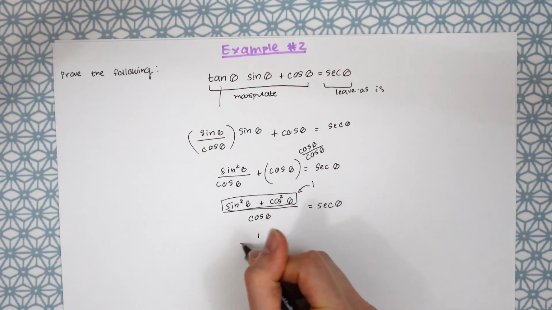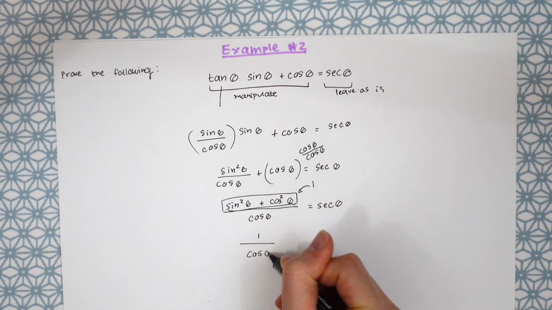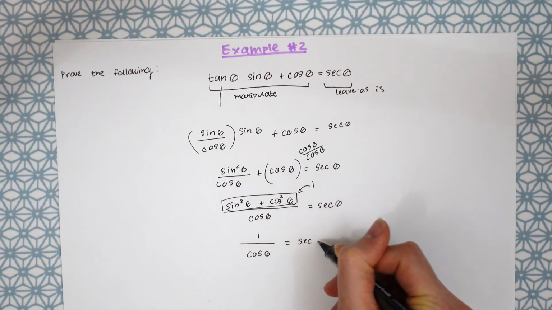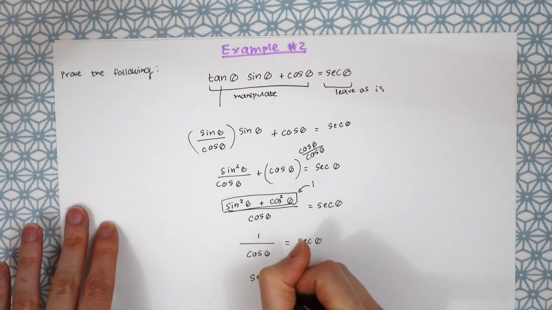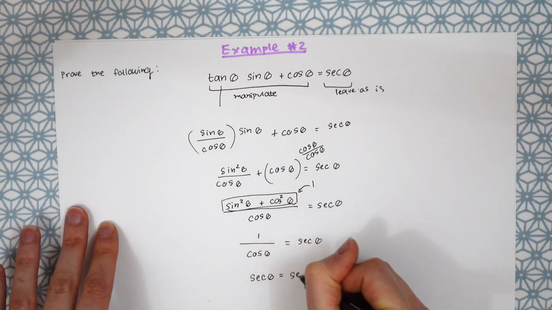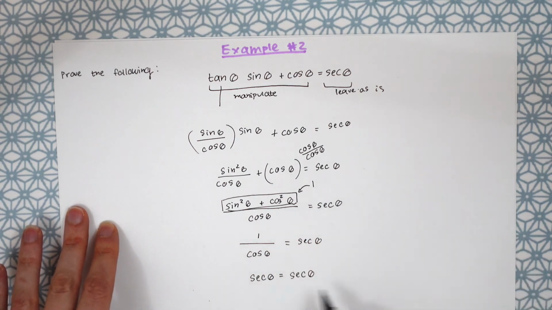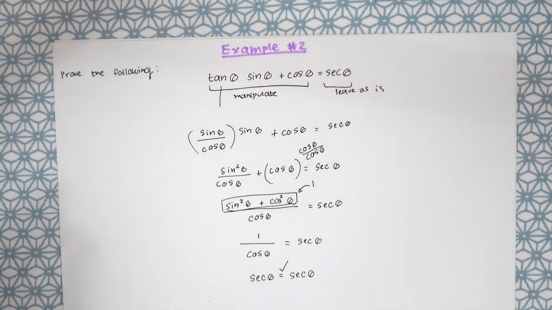So we're just going to rewrite that. 1 over cosine of theta equals secant of theta. And what is 1 over cosine of theta? That's an inverse identity, which is just secant of theta. So this checks out, and we did our proof.